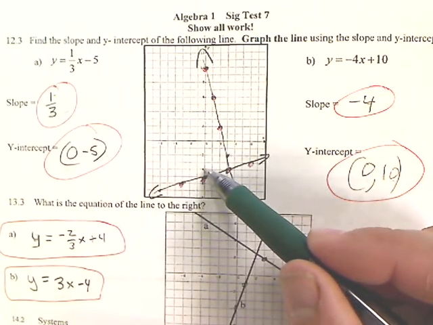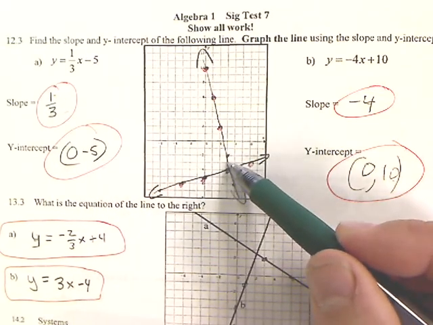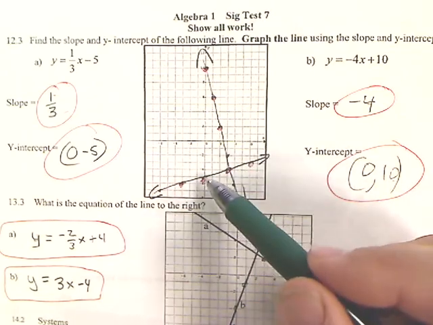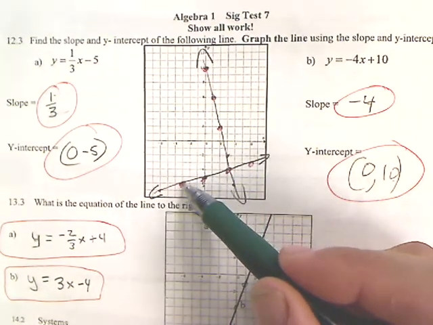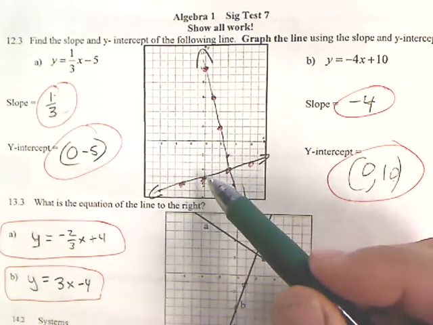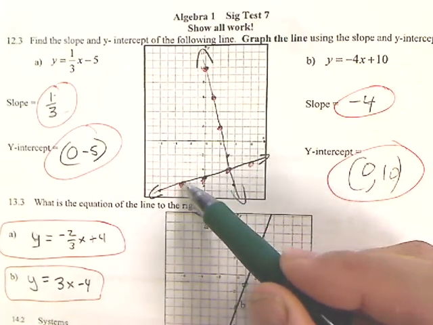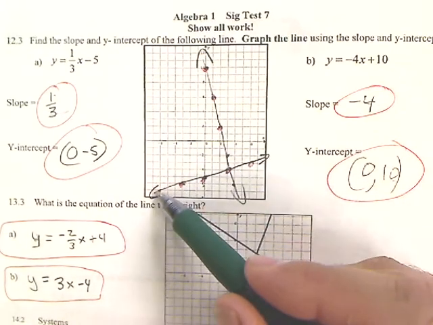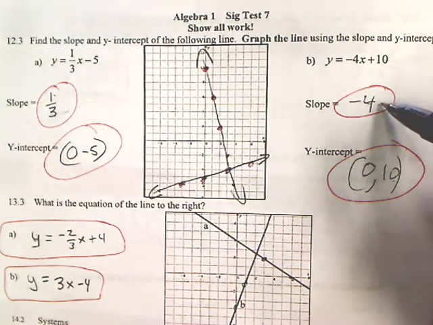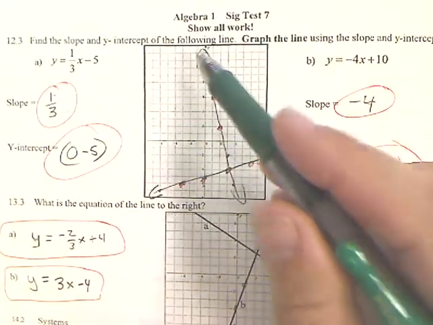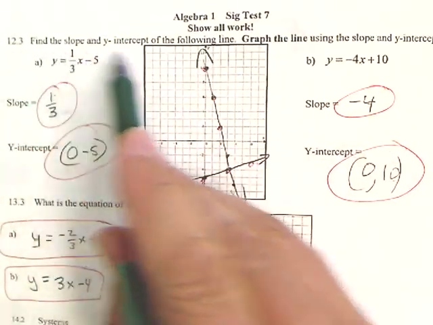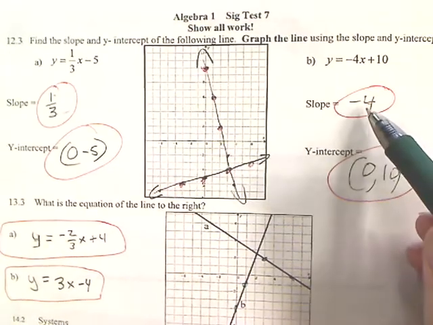So you rise 1, run over 1, 2, 3. Or you can go in a negative direction and another negative. A negative divided by negative is a positive. So you can go -1, -3. This slope is negative, so it should go downhill from left to right, just like you read from left to right.